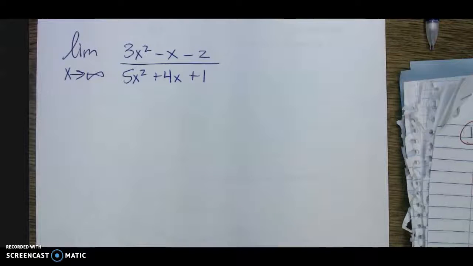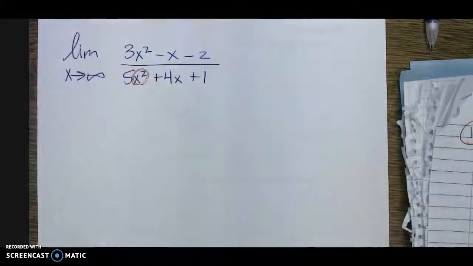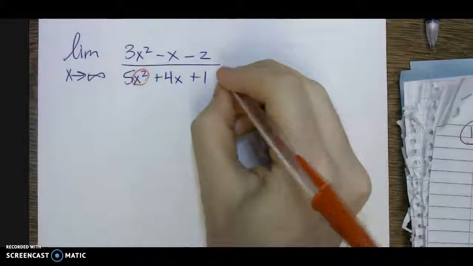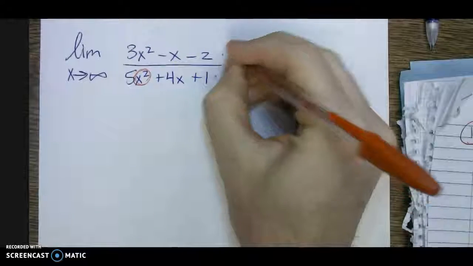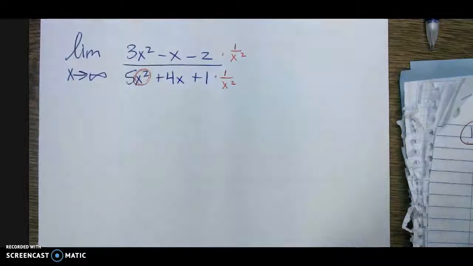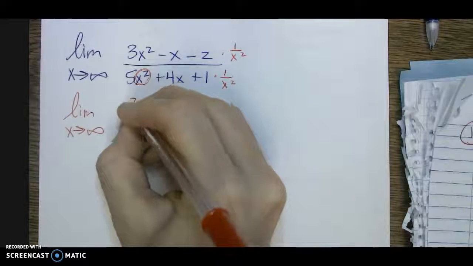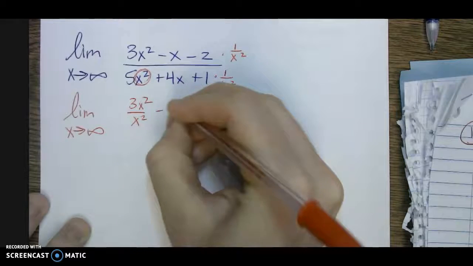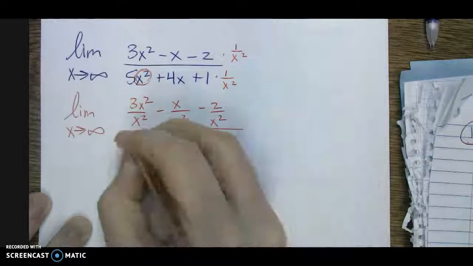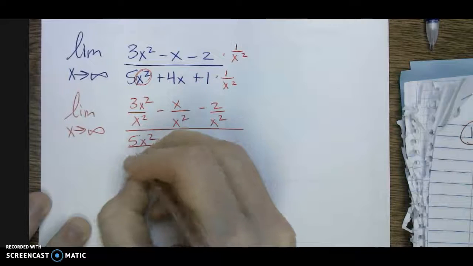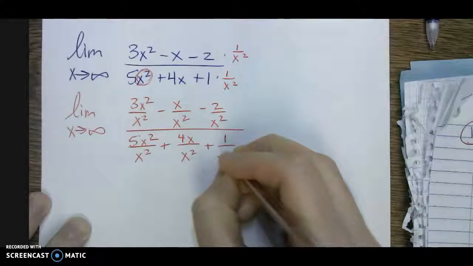The technique for solving something like this is to look for your largest variable on the bottom, which is x squared, and divide by it. So we're going to divide by x squared in the bottom. So whatever we do to the bottom, we're also going to do to the top. We're going to divide everything by x squared. So rewrite your problem. We now have 3x squared over x squared, negative x over x squared, negative 2 over x squared. On the bottom, 5x squared over x squared, 4x over x squared, and 1 over x squared.